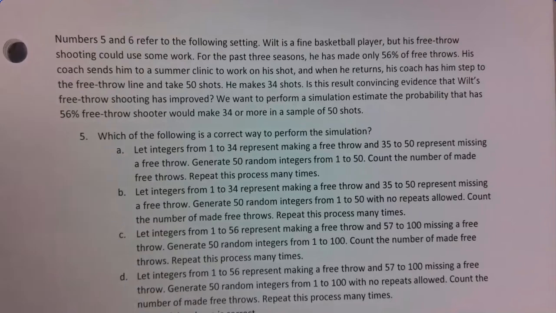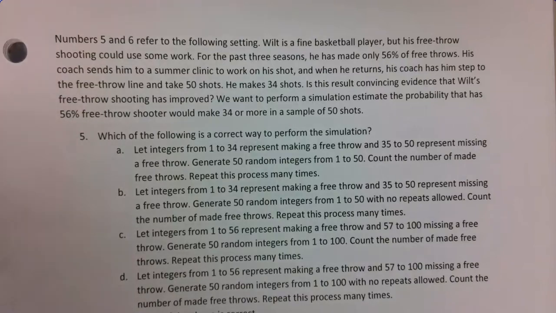Wilt is a fine basketball player, but his free throw shooting could use some work. For the past 3 seasons, he's made only 56% of free throws. His coach sends him to a summer clinic to work on his shot, and when he returns, his coach has him step to the free throw line and take 50 shots. He makes 34 shots. Is this result convincing evidence that Wilt's free throw shooting has improved?